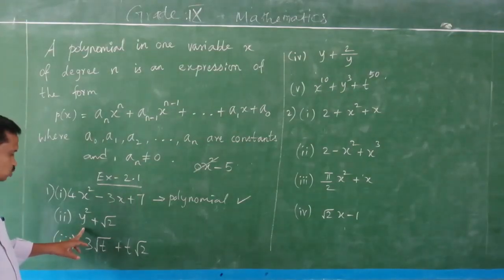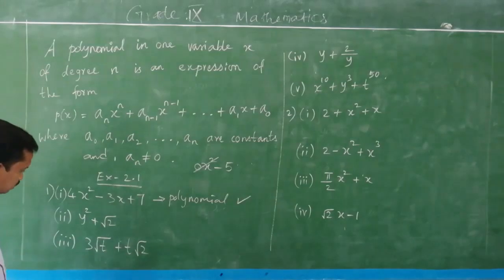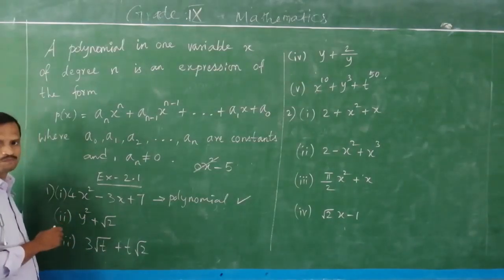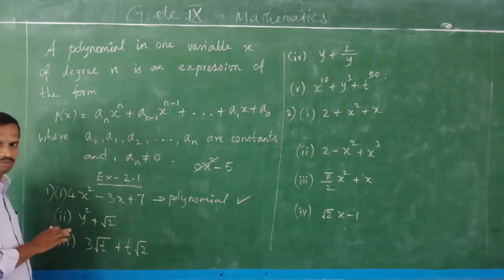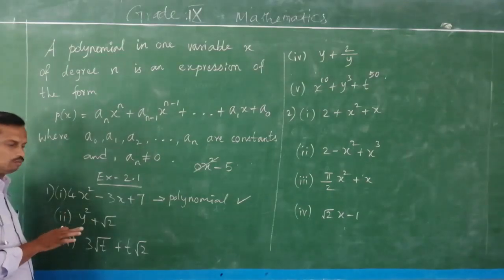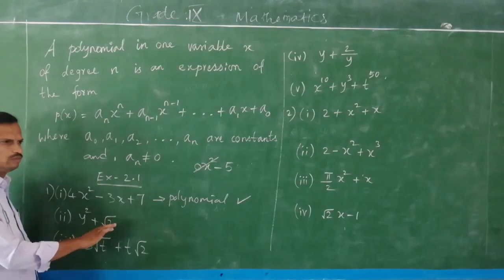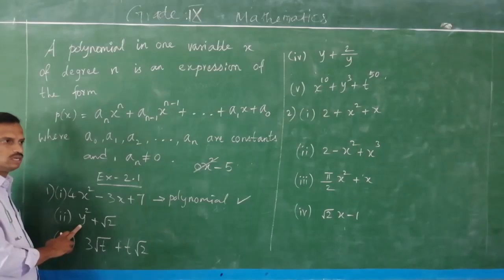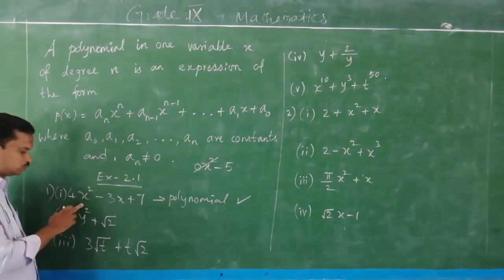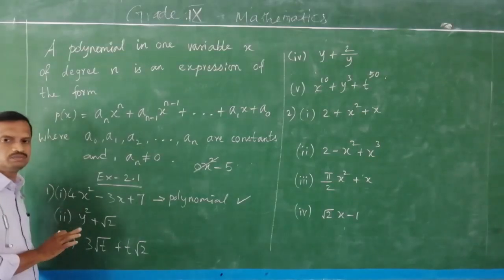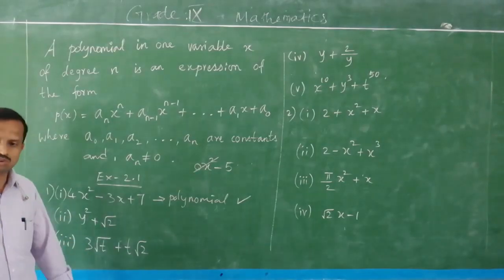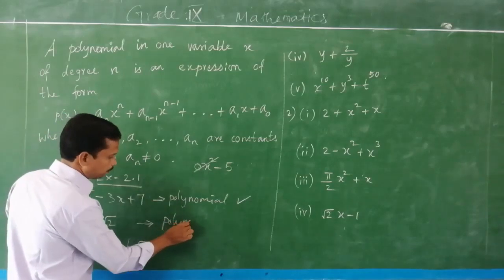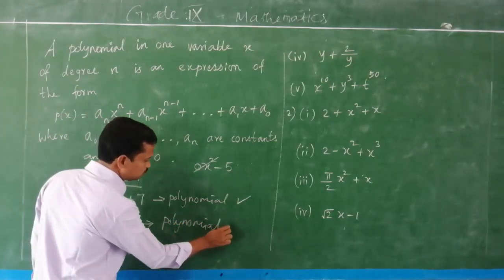Option 2, y square plus root 2. Here the variable is y, whose exponent is 2. So it is also a whole number. The exponent 2 is a whole number. And here root 2. Root 2 means it's a constant. A constant may be a root also. So we have to notice only the variable and the exponent of the variable. See here, the exponent of the variable y is 2. So we can say it is also a polynomial. So that is the reason.